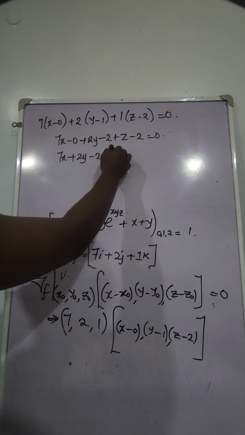and z minus, what is z naught? z naught should be 2 divided by f of z. f of z is 1. That is your equation of normal. And so there's something we usually do here.